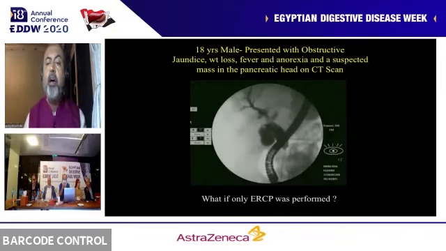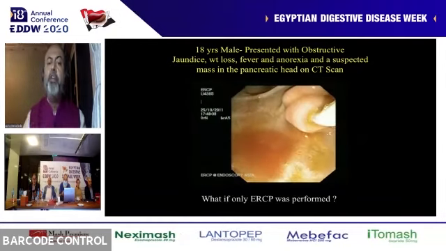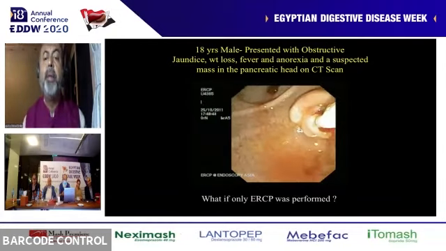So whenever you see a young patient with a tumor, I just saw a young 13-year-old girl today with a papillary neoplasm of the pancreas. So in young people, you have to have a very good EUS mapping before you intervene.